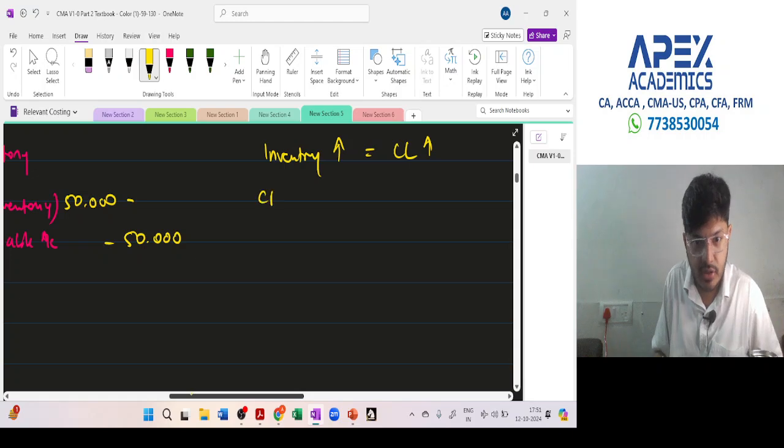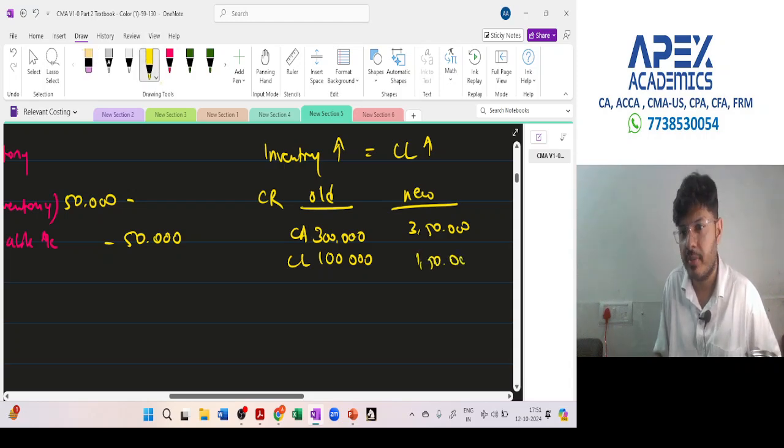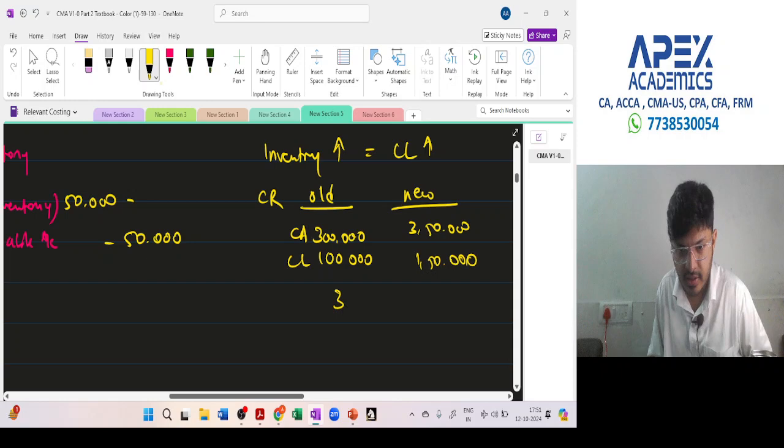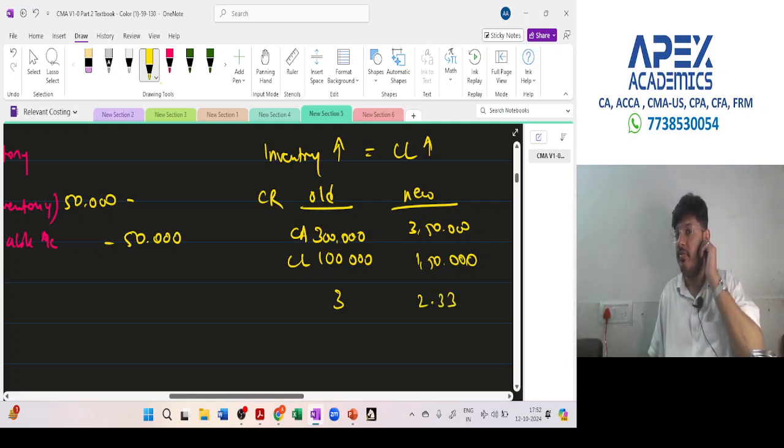Okay, now let's talk about your current ratio. Your old position of current assets was how much? 3 lakhs, and of current liabilities was how much? 1 lakh. Now the new position is how much? 3 lakh and 50,000, and here it is 1 lakh and 50,000. Here the ratio was 3. Now here it is going to be 3 lakh 50,000 divided by 1 lakh 50,000. Your answer is 2.33.